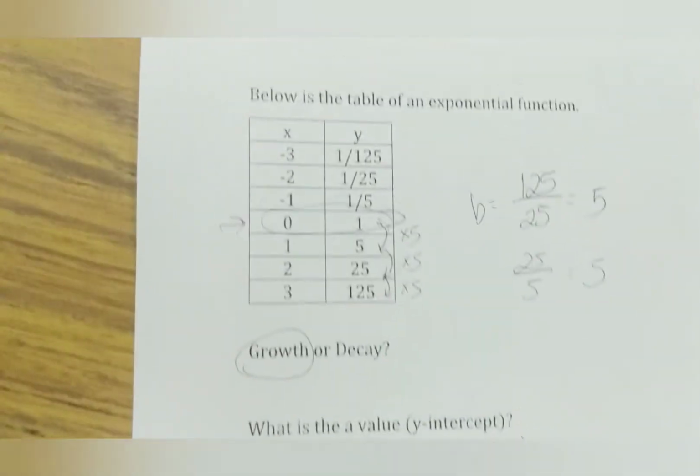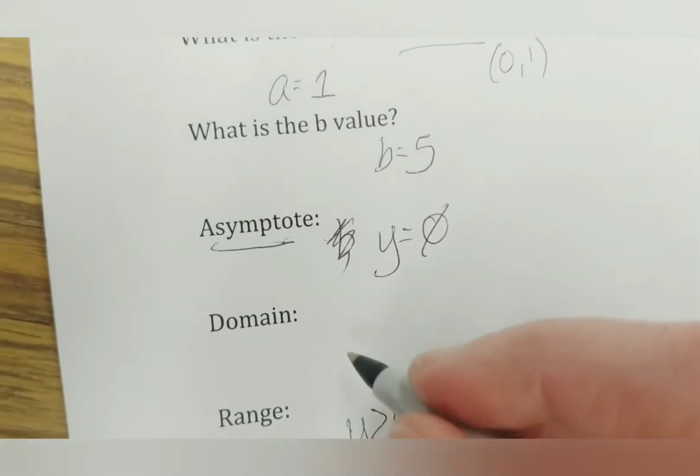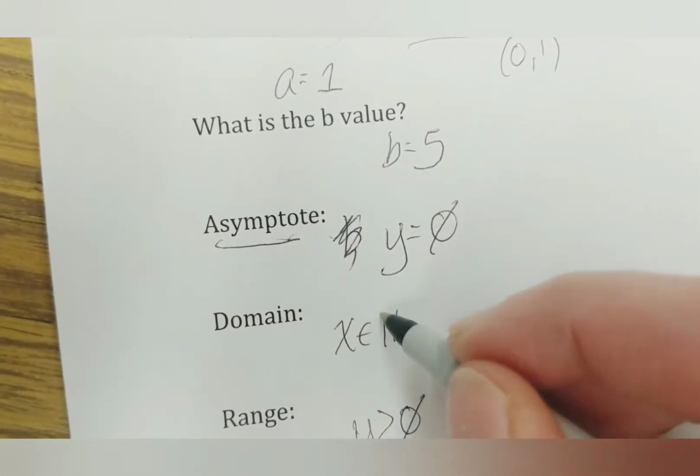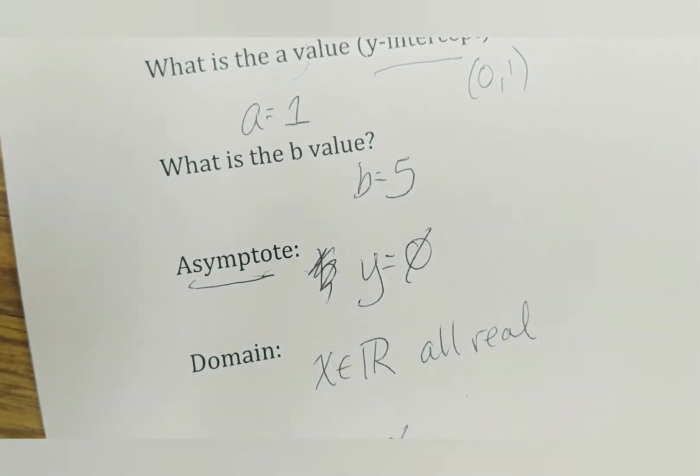Now the domain, this is not a word problem, so we're given no reason to think that the domain is restricted in any way, so we're just going to assume it's all real numbers. Okay, that's always going to be the case unless otherwise specified. Hope this helped.